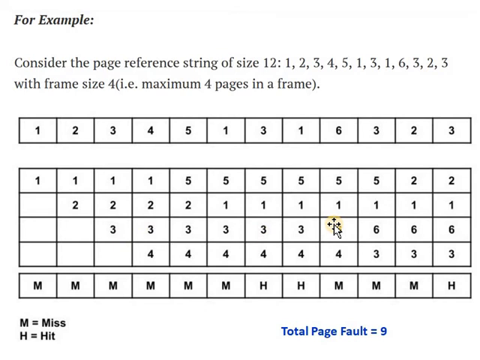Then when 3 comes, 3 is also not available in the main memory. So a page fault occurs, that means a page miss occurs, and it will replace the oldest page in the memory, that is 4. Then next, when 2 comes, it is also not available in the memory. So a page fault occurs, that means a page miss occurs, and it will replace the oldest page in the memory, that is 5.